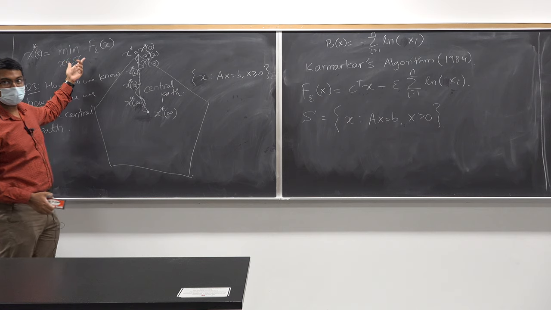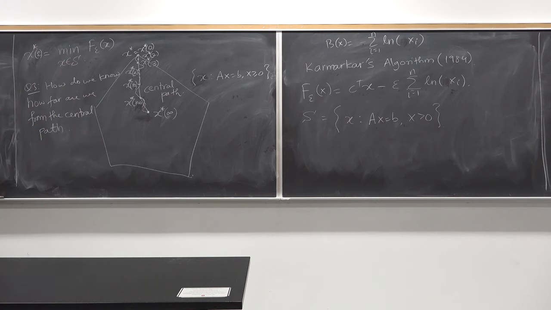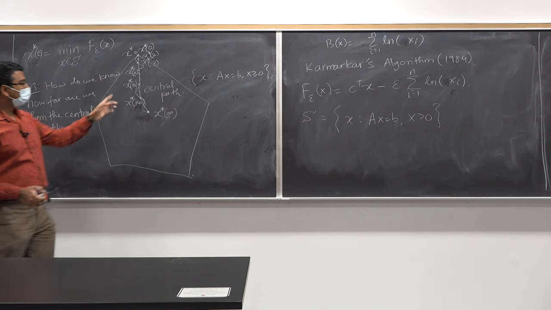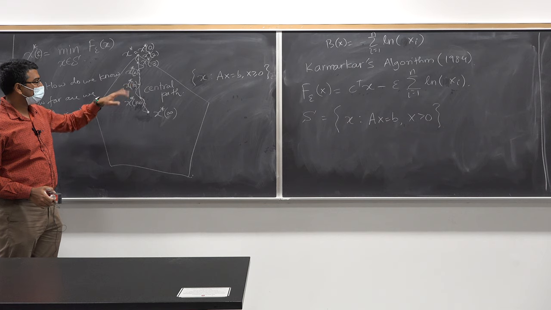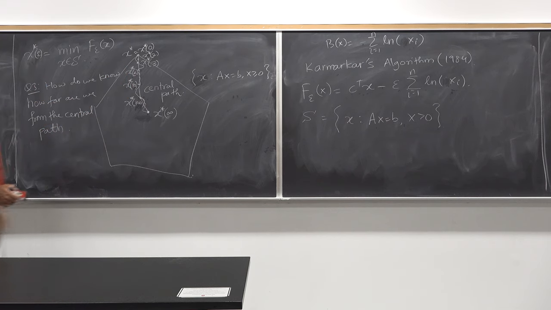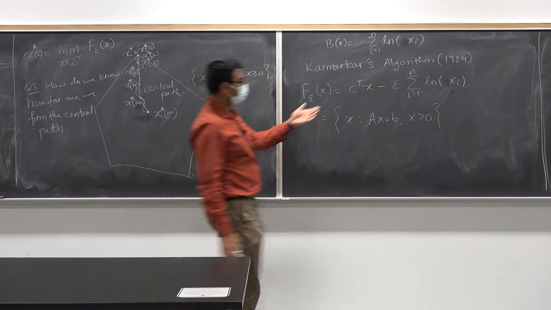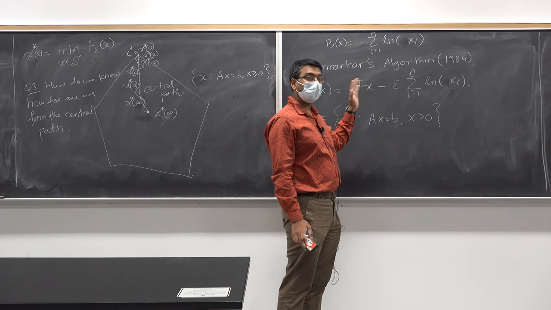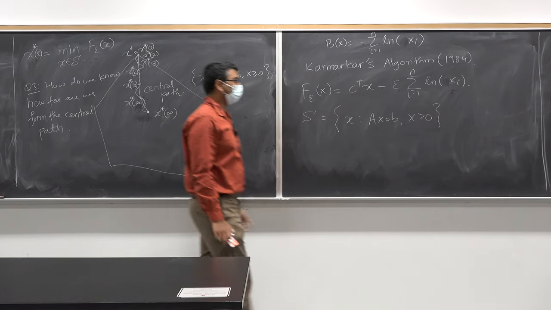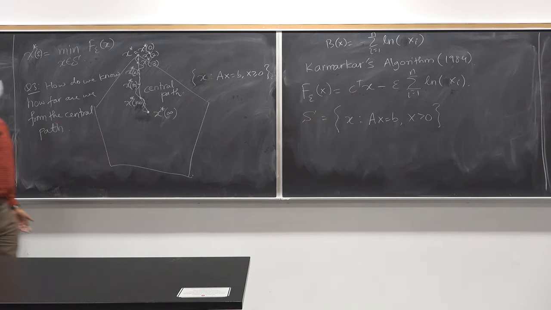You're not solving this minimization exactly. You are just taking one Newton step. And you are assessing how far you are from the central path, which guides how to reduce your value of epsilon. And it runs the algorithm, and it converges to the optimal solution. And this method in 1984 was the best method, theoretically the fastest method for solving the linear programming problem.